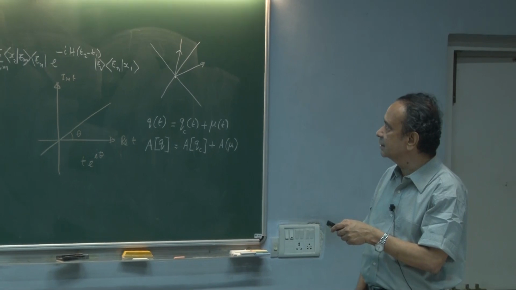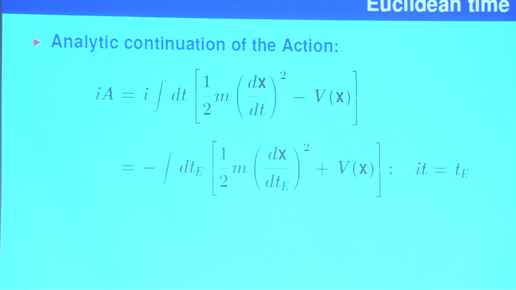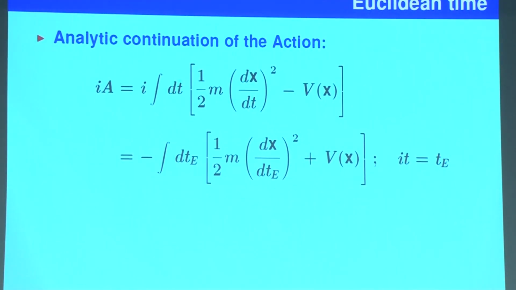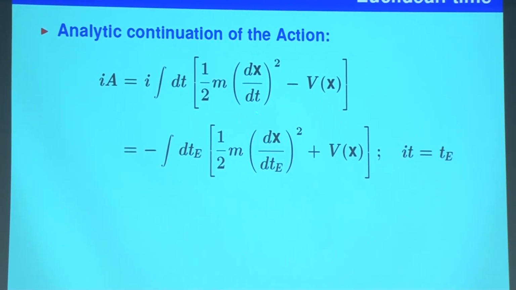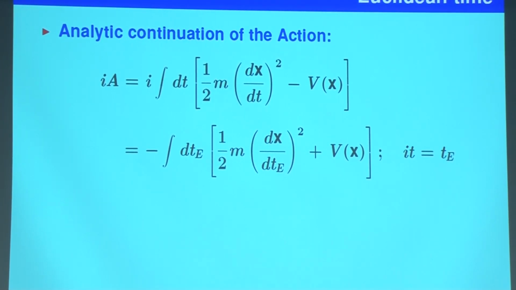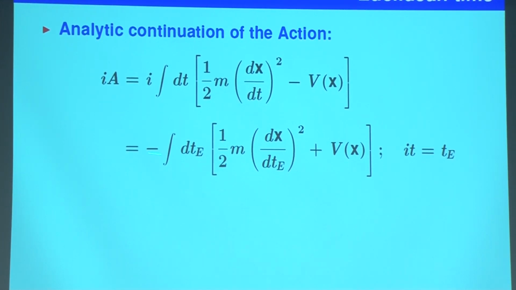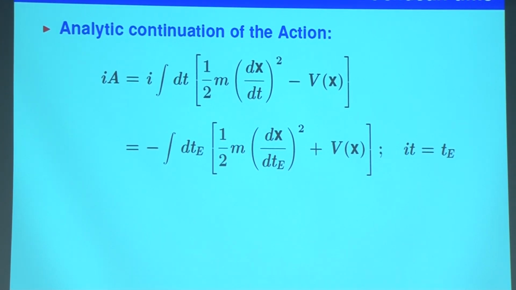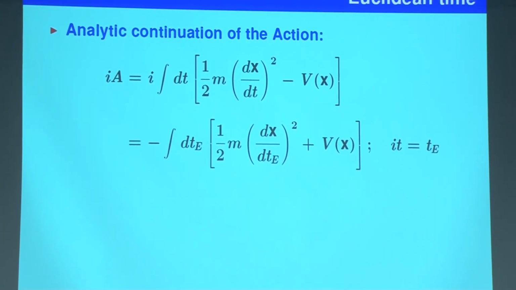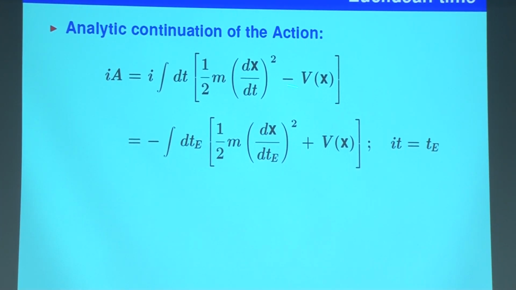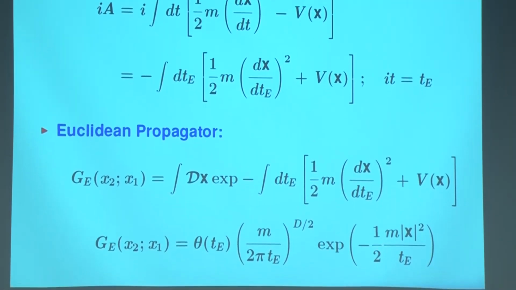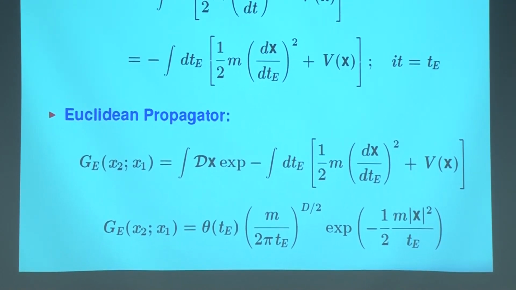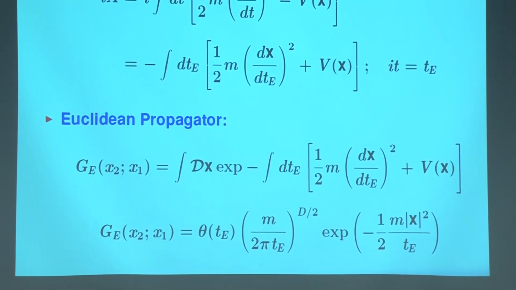But by and large, this is the simple algebraic statement of that. If you do that, i times dt is going to become dt_E, no minus sign yet, but this is going to give you a minus sign because the i is there, and this already has a minus sign. So you pull out a minus sign, and this is for any potential which is bounded from below, which you can set to 0. This is a positive semi-definite quantity, which means I can do everything which I have done in normal quantum mechanics in this Euclidean time sector.